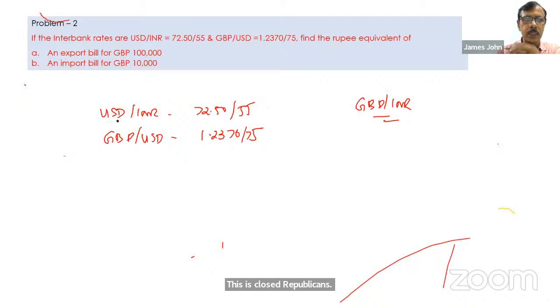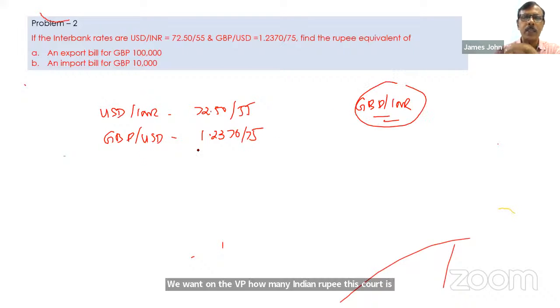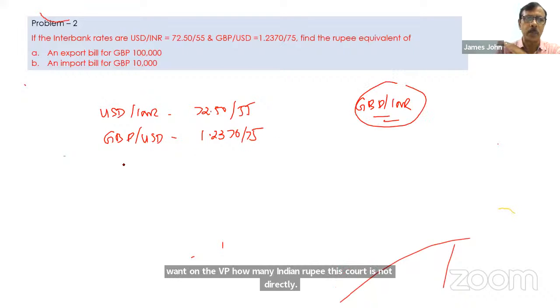What does this rate say? $1, how many Indian rupees? What does this rate say? 1 GBP, how many dollars? We want 1 GBP, how many Indian rupees? This quote is not directly available. That means we have to use the cross rate mechanism.